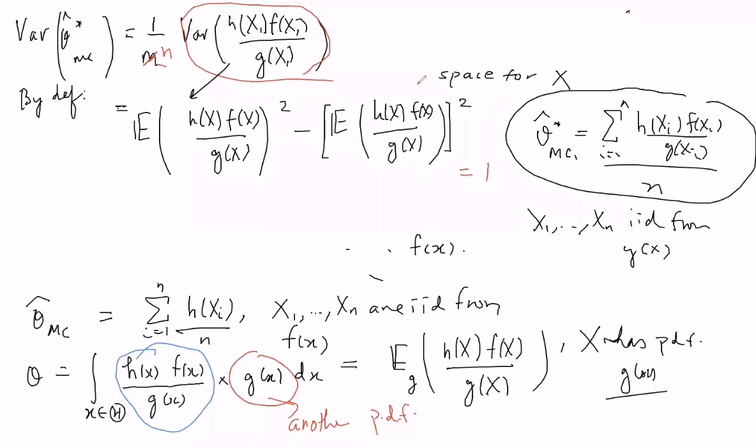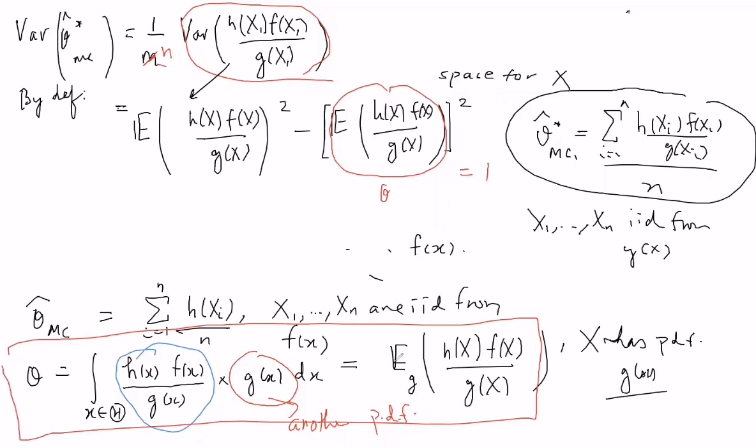Right, okay? Now, this expectation here, this part is your theta, right? Okay? Right, okay? It comes from here, right? By definition itself. So the expectation of this over G, okay, is actually theta itself, okay? So we just need to evaluate this expectation, right?